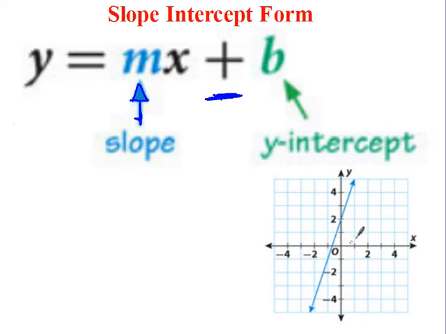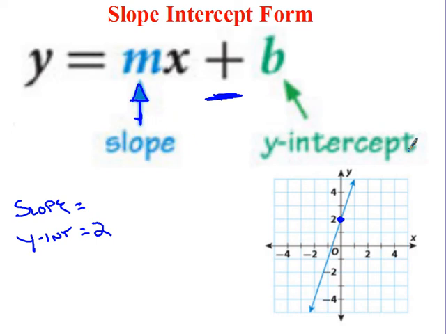Now, if I was looking at this graph right here, and I wanted to write an equation, I wanted to figure out what the slope was, and I wanted to figure out what the y-intercept was. Right away, I should be able to find my y-intercept because it's where this line crosses the y-axis. The y-axis is right here, and the line crosses this y-axis right here. So what is y when the line crosses the y-axis? My y coordinate is 2. So my y-intercept of this particular line is positive 2.